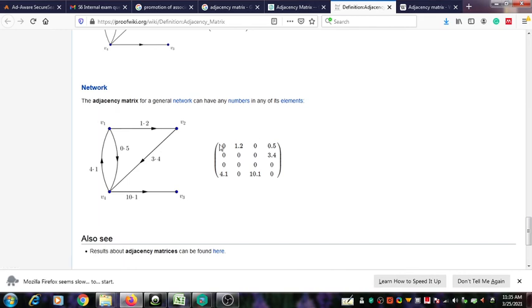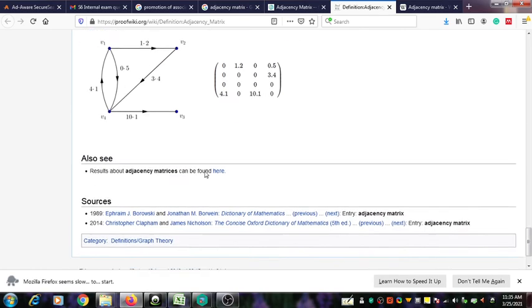So in the first row, V1 stands for the first row, and V2 decides the column. So in the first row, second column, you have to fill 1.2, that is the weight of the associated edge. In this way you have to find the position of the weights in the matrix and fill up that matrix. That will be the matrix associated with the network graph.